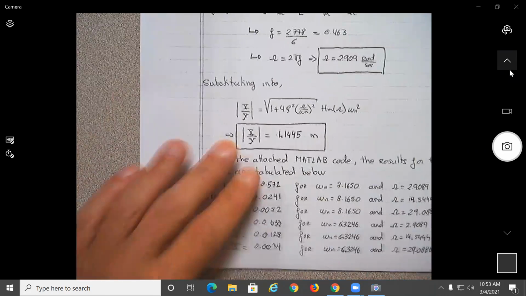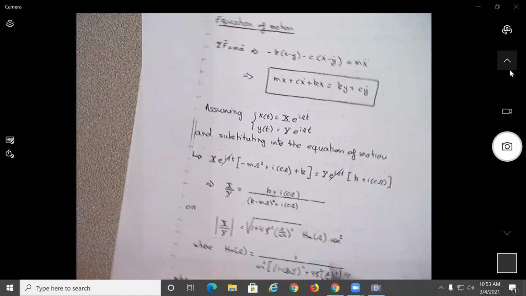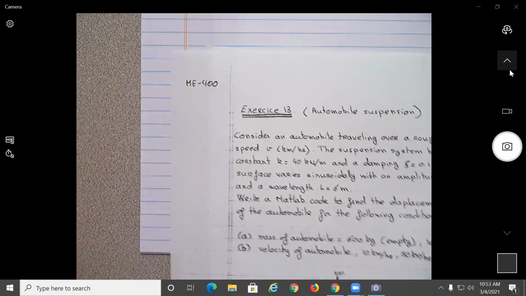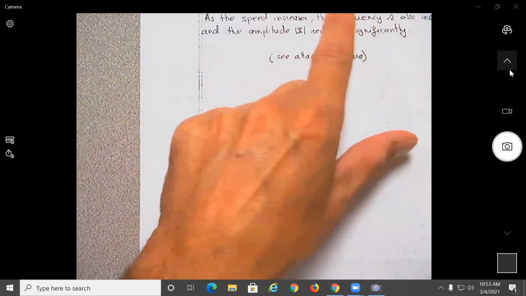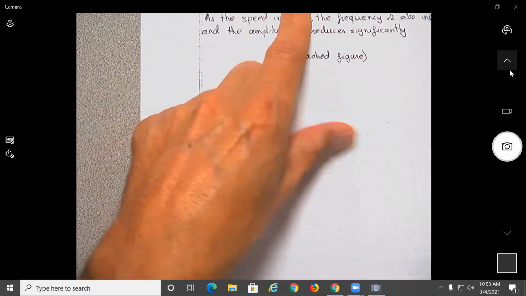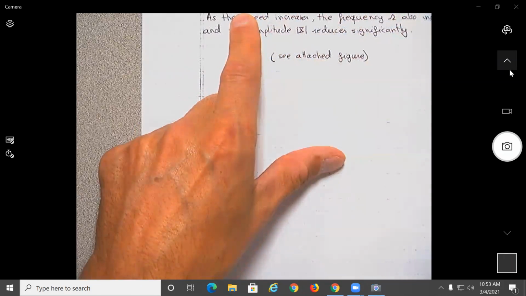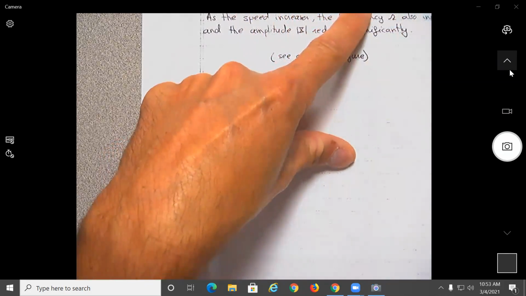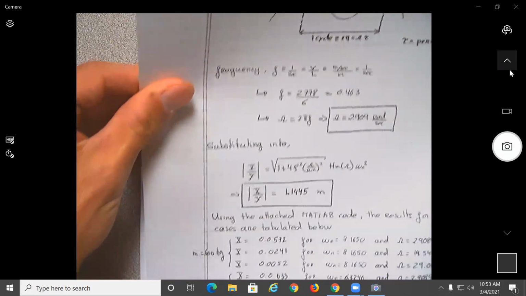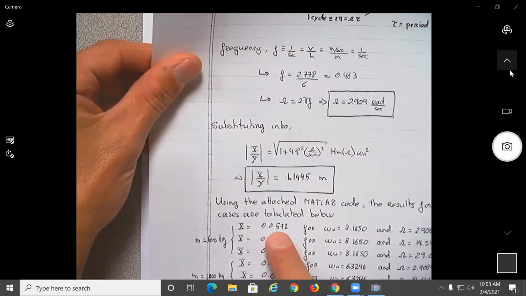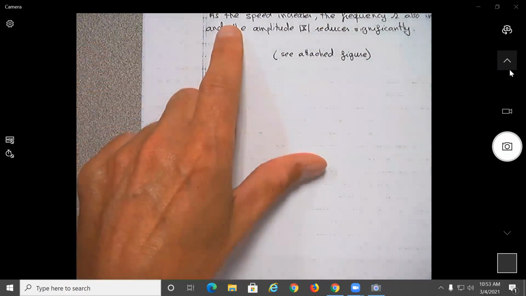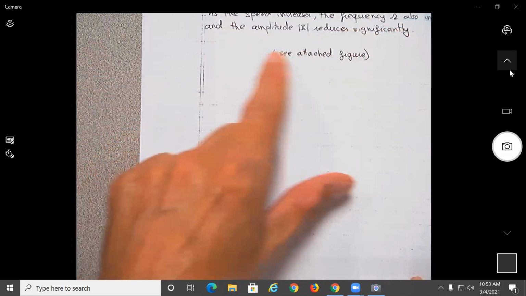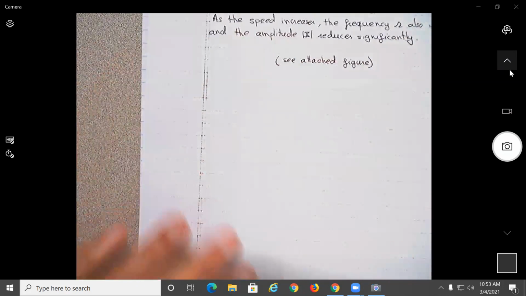All right. Let me write this. So 77, 78, 76. Okay, so exactly what I just told you here. From the table, it's observed that at a velocity of 10 kilometers per hour, the amplitude x is larger than the amplitude of the bump on the road, x equal 0.05. So it's true. What was the case here? 0.0572, no? All right. So as the speed increases, the frequency also increases and the amplitude x reduces significantly. This is what I just told you.